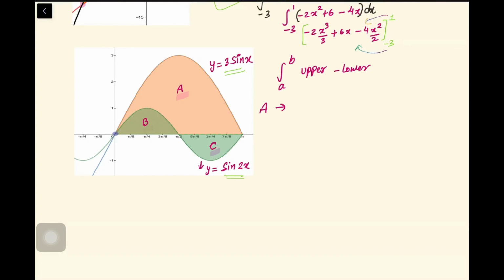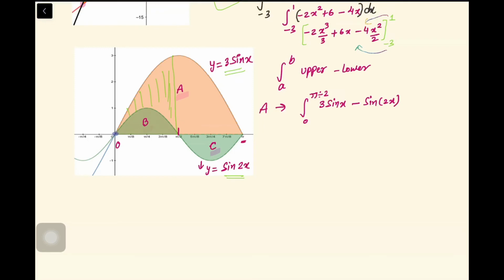If you apply it for A as 0 to pi, the upper curve is 3 sine x minus, when you subtract curve B, the curve B is actually going down at pi over 2. So we can divide this whole area into 2 parts if we want. From 0 to pi over 2 we calculate the area under the upper curve minus the area under the lower curve, because the B area should be subtracted, but from pi over 2 to pi the area is only because of 3 sine x.